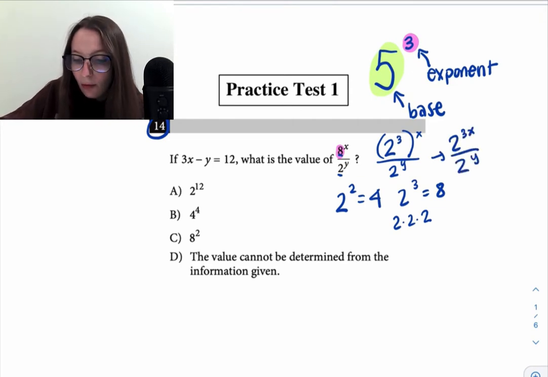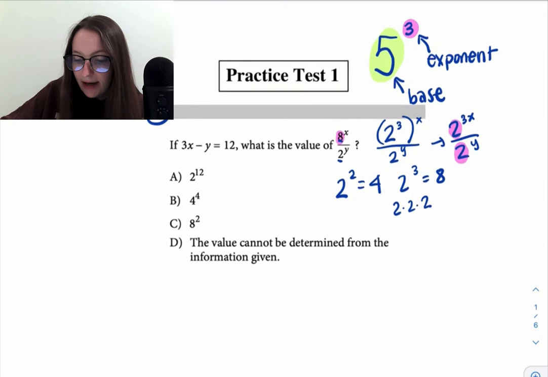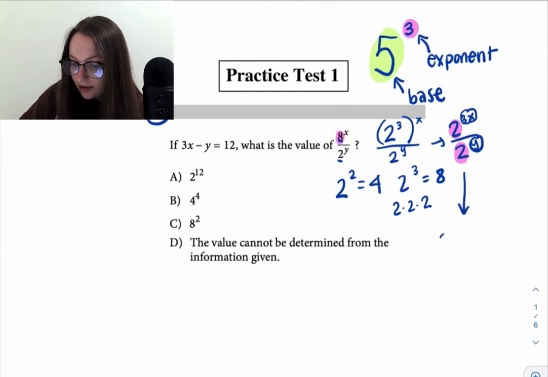Whenever we are dividing two exponents, which we're doing right here, and we have the same base, so we're good to go, what we have to do is subtract the actual exponents. So 2 to the 3x divided by 2 to the y ends up giving us 2 to the 3x minus y. We take the exponent associated with the base in the denominator and subtract that from the exponent in the numerator. So 2 to the 3x minus y.